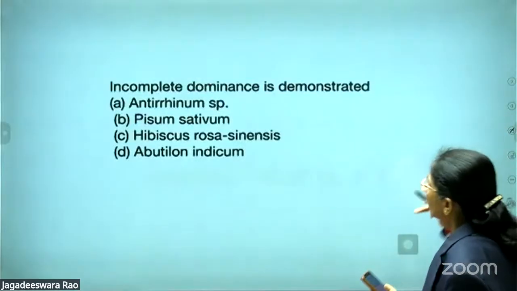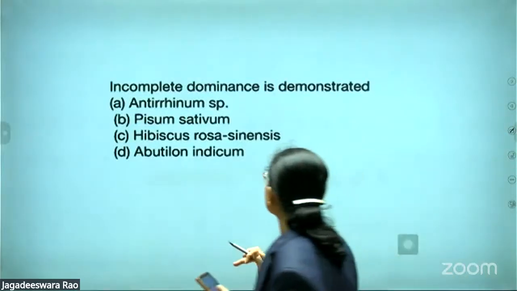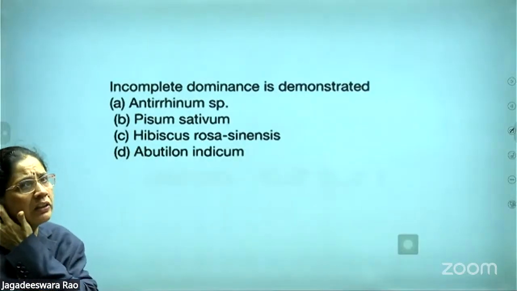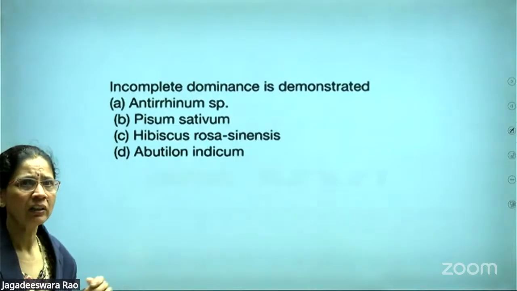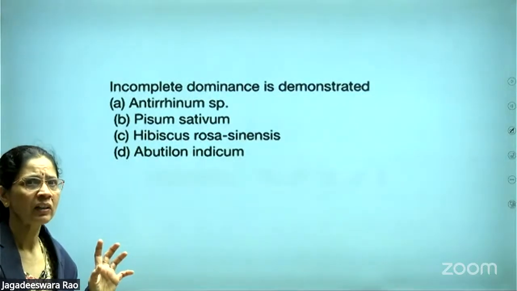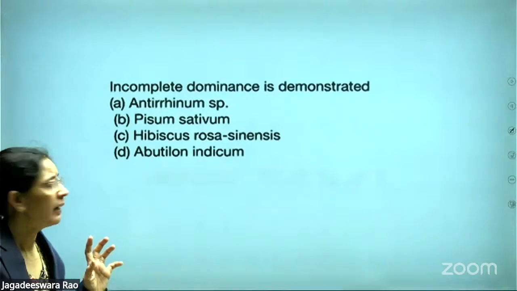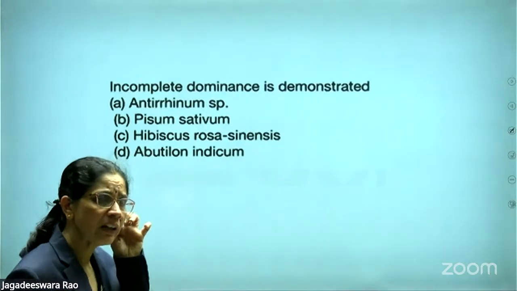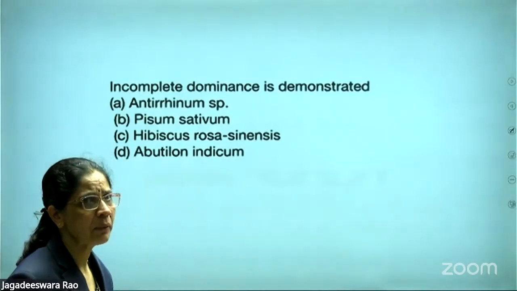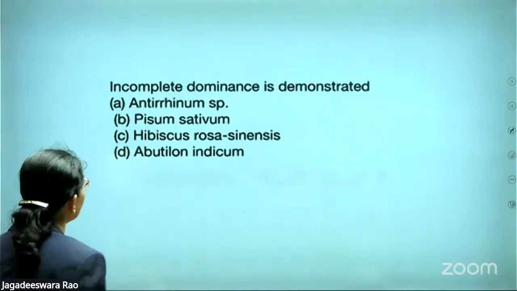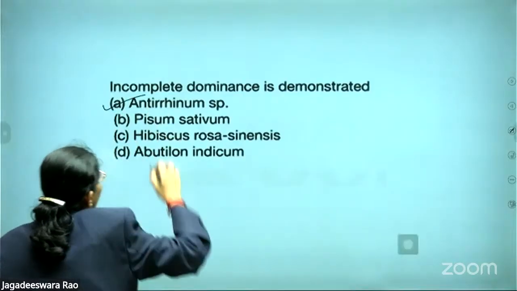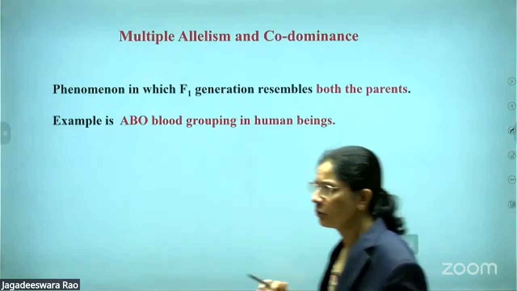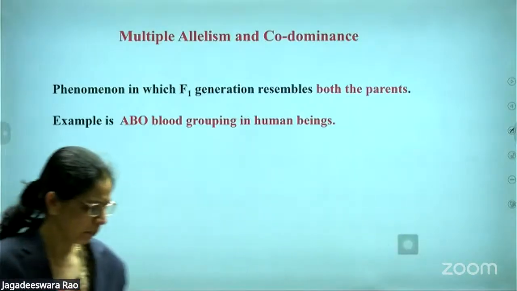Now, next one. Incomplete dominance is demonstrated in, what is the example given in the textbook? That you need to remember. Two examples are given. One is Antirrhinum species or snapdragon, and another one is, you know very well, the 4 o'clock plant, Mirabilis jalapa. These are the two examples. So you can tick mark directly, Antirrhinum species. Now, next we are going to discuss multiple allelism.